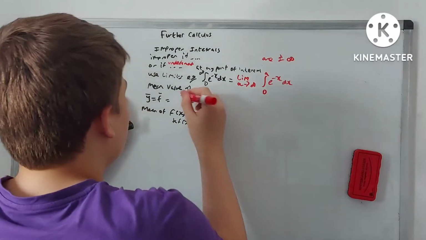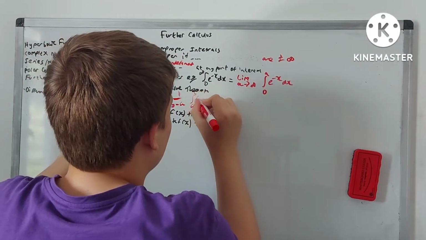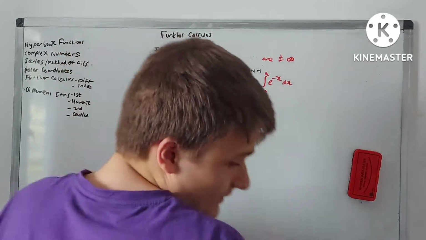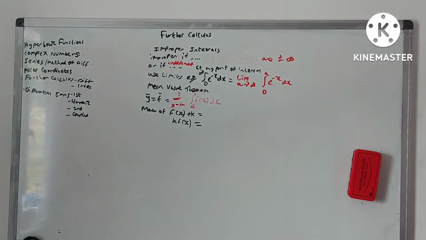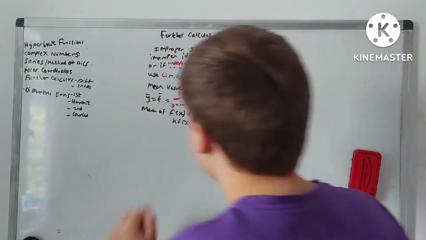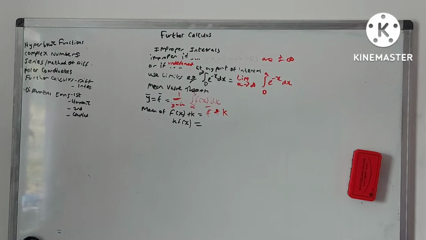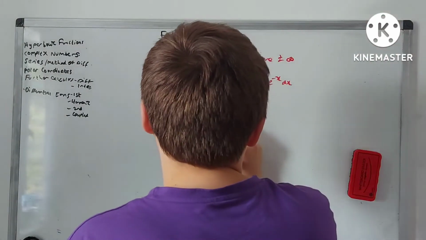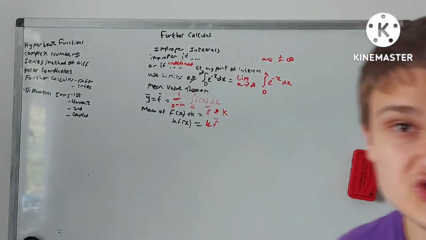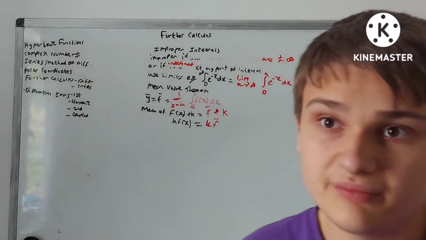The mean value theorem is 1 over b minus a of the integral between a and b of f of x dx. I just get learning that, and then you just apply it how you wish. For the mean of f of x plus k, it's f bar plus k. Remember, I'm using f bar or y bar. Again, it doesn't really matter so much. For k f of x, it's just k f bar. It just follows the same rule there. Nothing too much different.